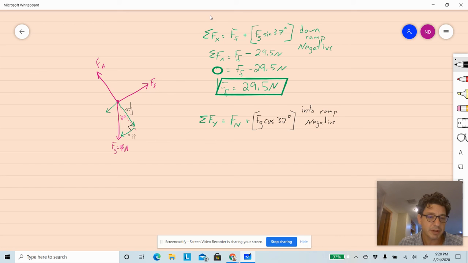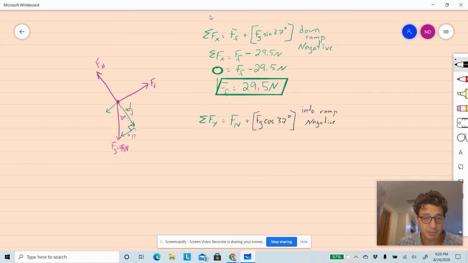There's our frame of reference. Everything up is positive, everything down is negative. Everything up the ramp is positive, everything down the ramp is negative. Out of the ramp, positive, into the ramp, negative. So 49 times the cosine 37, 39.1.